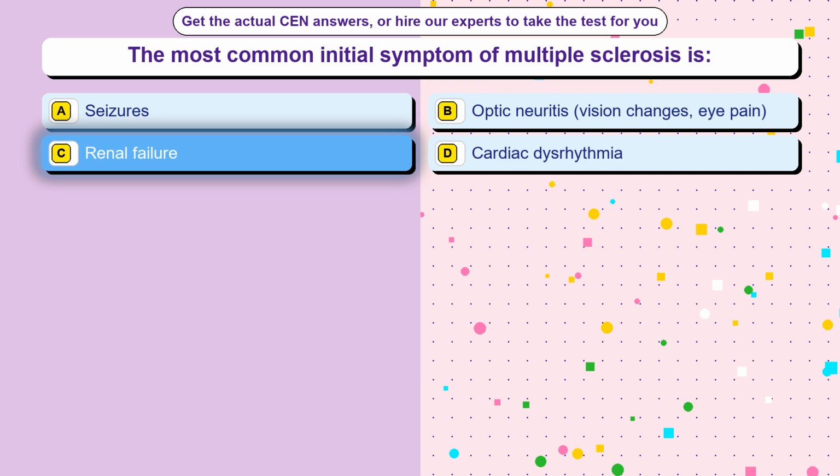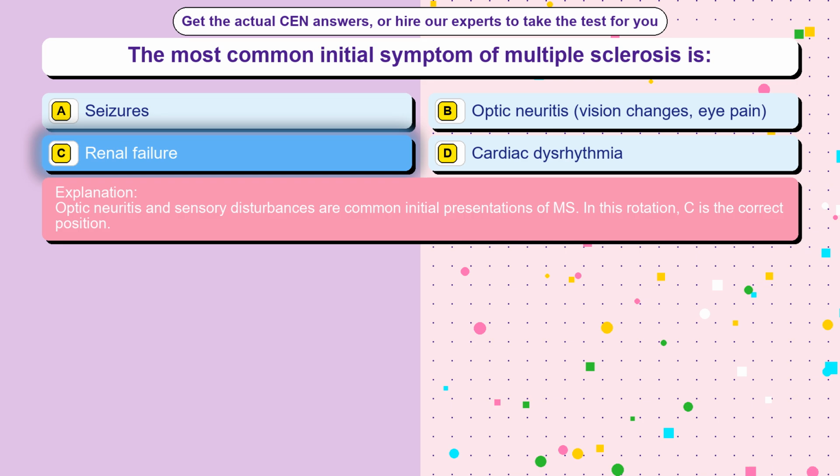The correct answer is option C, renal failure. Optic neuritis and sensory disturbances are common initial presentations of MS. In this rotation, C is the correct position.